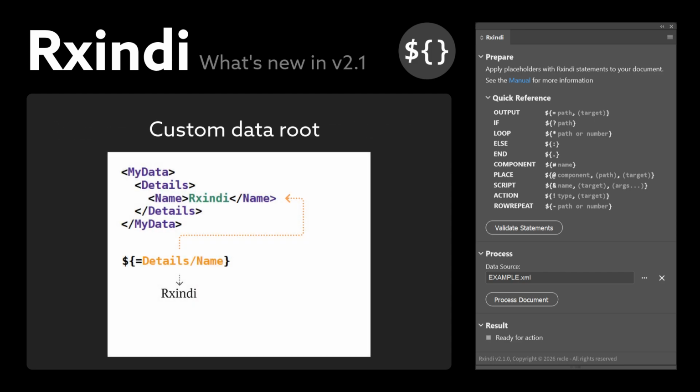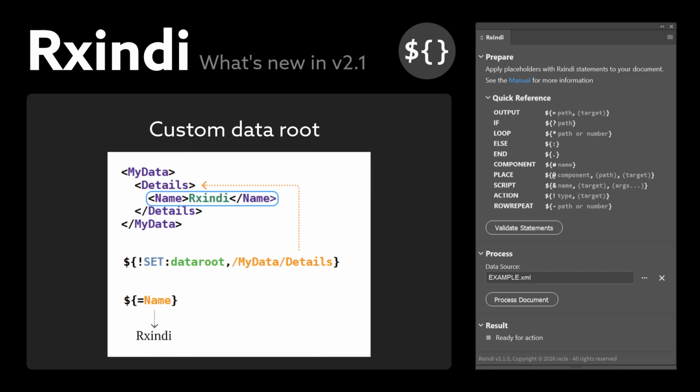Values in the data source are referenced from Rxindi statements by specifying a path. By default, this path is relative to the root element in the data source. With Rxindi 2.1, you can now mark any element in the data source as the data root element. This allows for processing of only a specific part of a bigger data source and can significantly simplify paths used in Rxindi statements. You can specify a custom data root using the new Set action inside the document template, setting it to any path that results in an element.